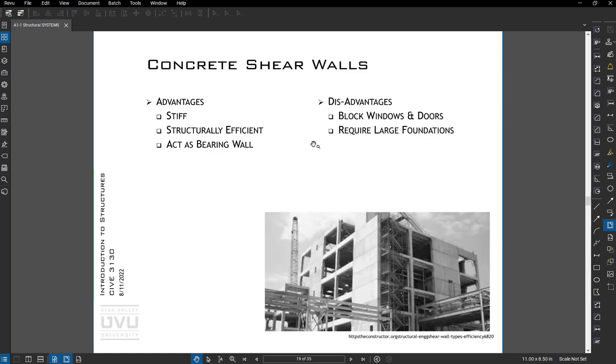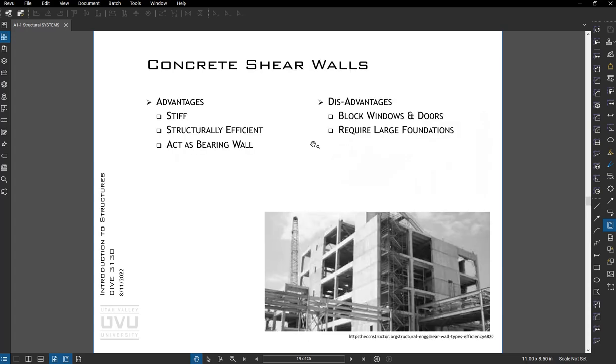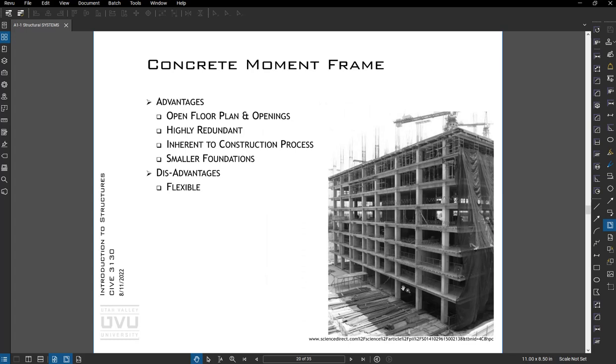So you can kind of go through these slides and read them, maybe look online at some other options, and then in class we'll chat more about them. The two main lateral systems are shear walls out of concrete, where it's basically just a bearing wall that also carries lateral load, and then moment frame, where the beams and columns are rigidly connected to gain their lateral strength.